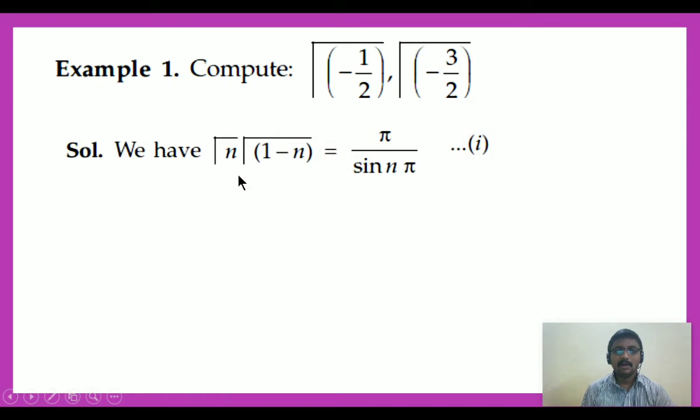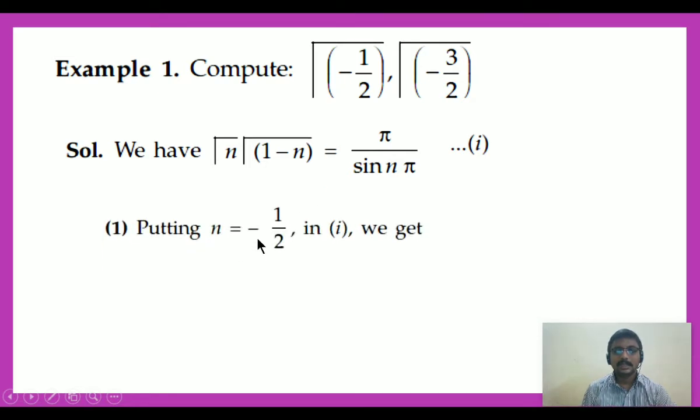We have gamma of n into gamma of 1 minus n is pi by sine n pi. We have already proved this in previous videos. Gamma of n into gamma of 1 minus n is pi by sine n pi.